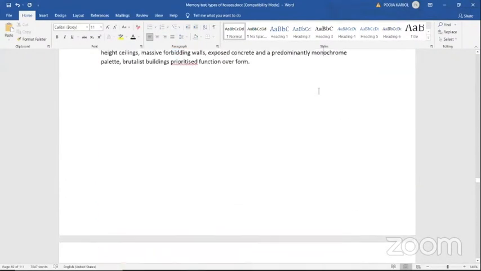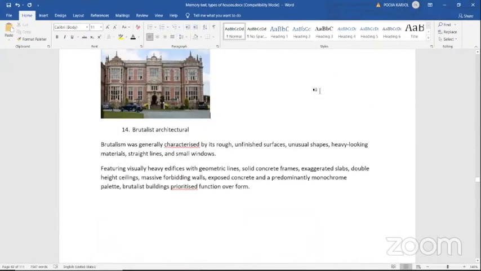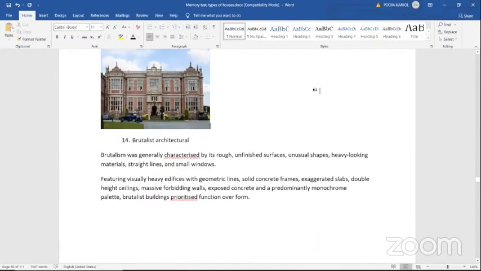Brutalist. Here, function over form is the principle used. Rough unfinished surfaces, unusual shapes, heavy-looking materials, straight lines and small windows. This is the one used for high-demand places.